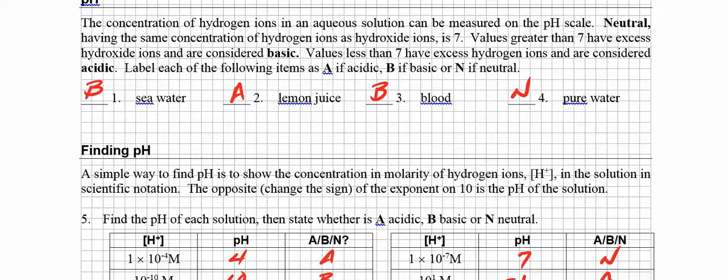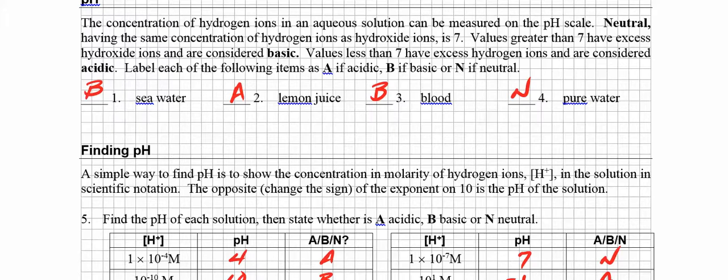Blood, also basic. Slightly basic, a pH of about 7.4. And pure water, absolutely neutral. This is the one that has the pH of 7. Now, bear in mind, when we say pure water, we mean distilled deionized water, not the type of water that you get out of a tap.